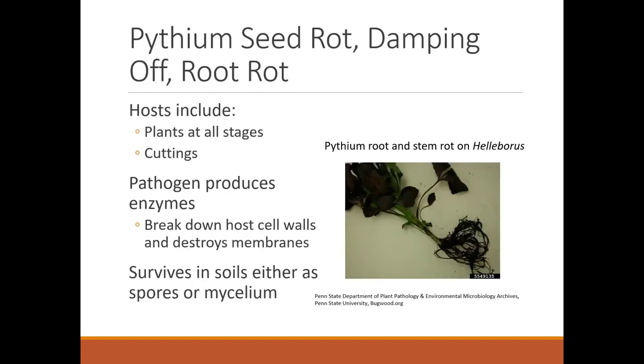Pythium seed rot, damping off, root rot. Hosts include plants, all types of plants at all stages, cuttings. So what the pathogen does is it produces enzymes that break down the cell walls and destroys the membranes, and actually can survive in the soil either in spores, which are the sexual form, or mycelium, which are the asexual form.